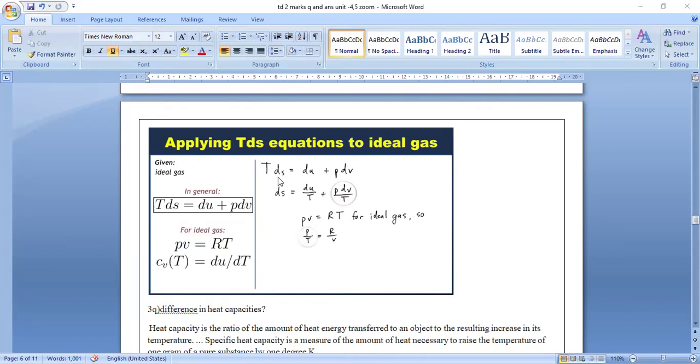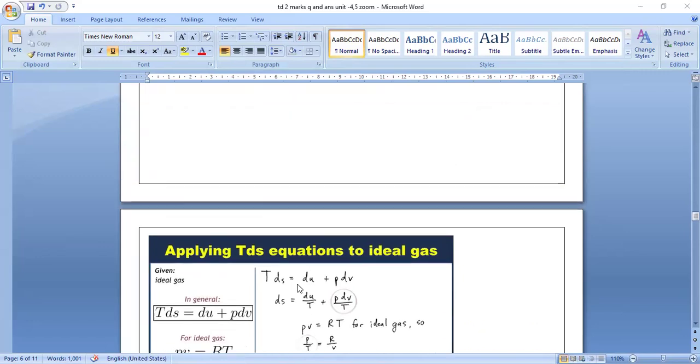So here also you can see it is given equally, TdS is equal to dU plus PdV. So this temperature T is coming down here: dU by dT plus P dV by T. PV is equal to RT for ideal gases. So what is happening? P by temperature T is equal to R by V. So you can see P by T is equal to R by V. These are related and used for the problems here.